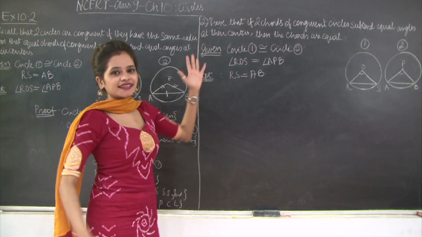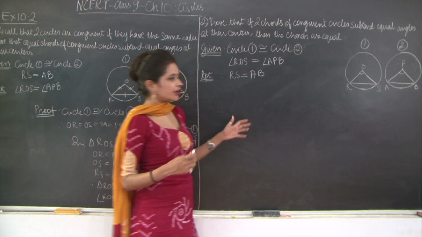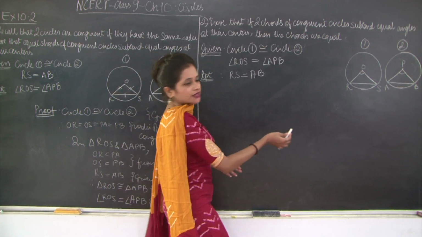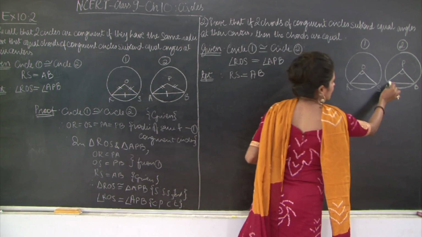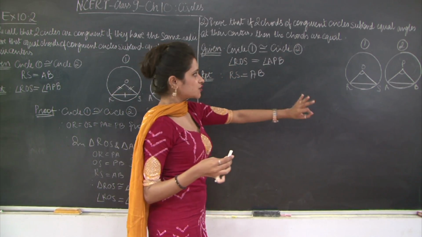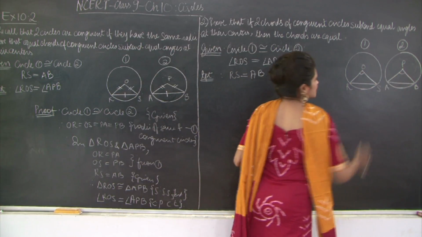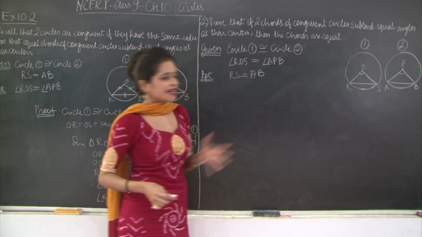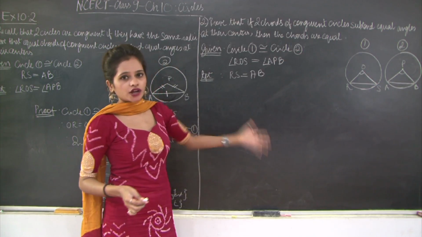Question number 2 is exactly the vice versa of question number 1. Here they have given us two congruent circles 1 and 2 and chords RS and AB, subtending angles ROS and APB at the centers of these circles respectively, such that these two angles subtended at the center are equal. I need to prove that these two chords are equal to each other, that is RS is equal to AB. So, how do we prove that?